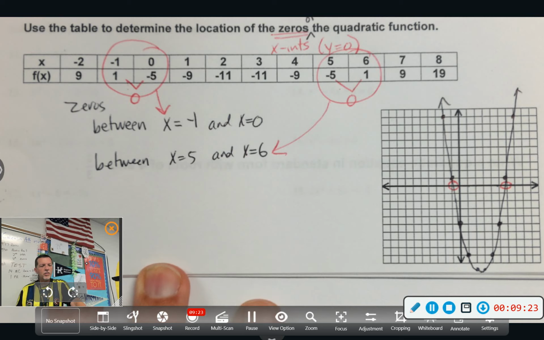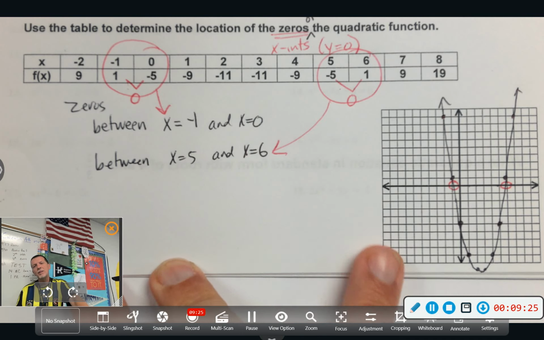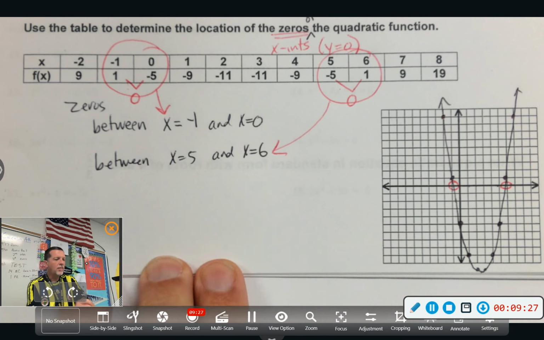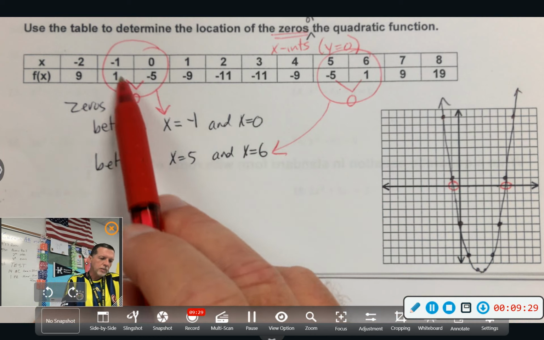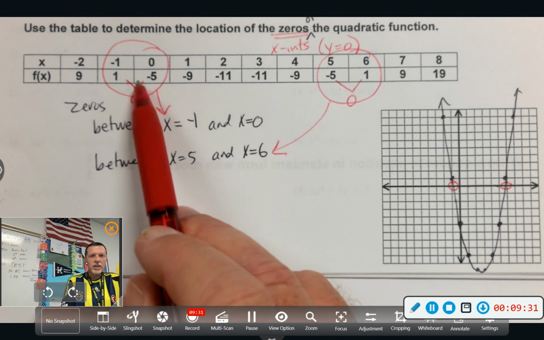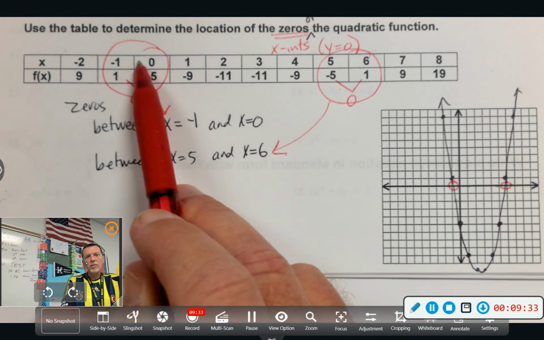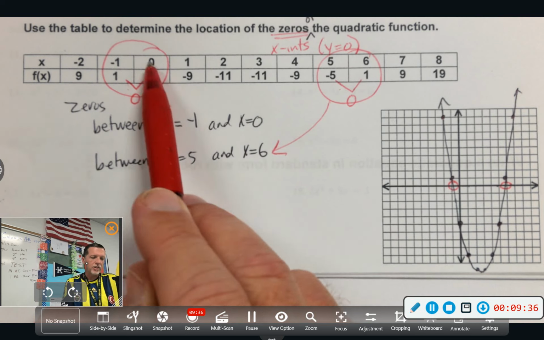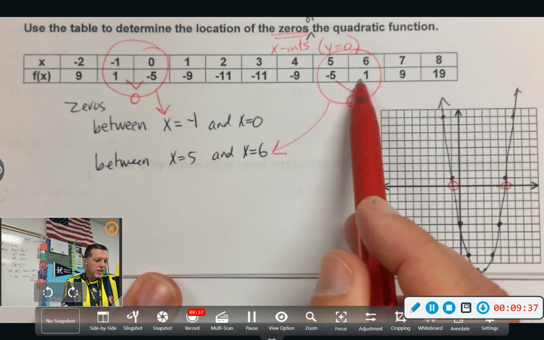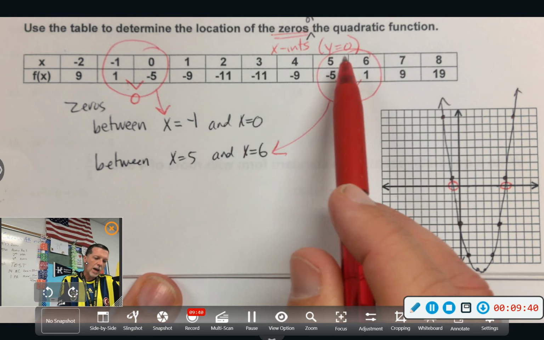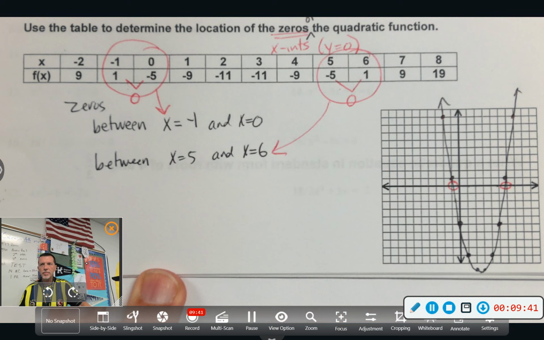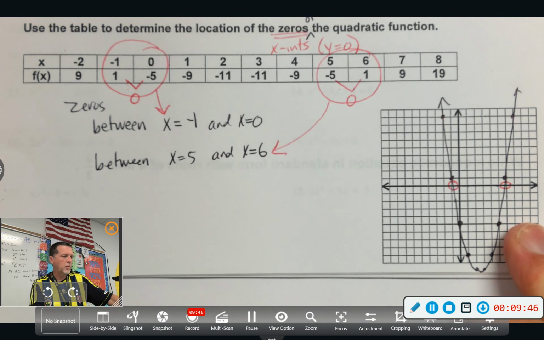So on that question, if you want to graph it, sure, fine, but it would be quicker and easier if you understood what Jenna was explaining. There's a 0 in between there, so the x value happens between -1 and 0. There's a 0 in between there, so it's got to happen between 5 and 6. So it's an easy question, just making sure you understand what's being asked.